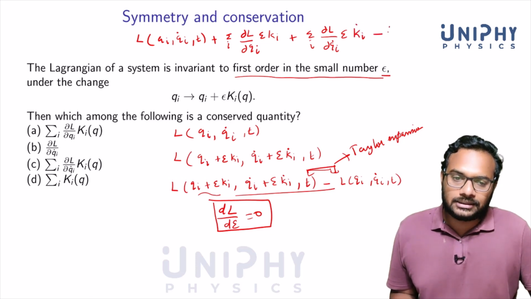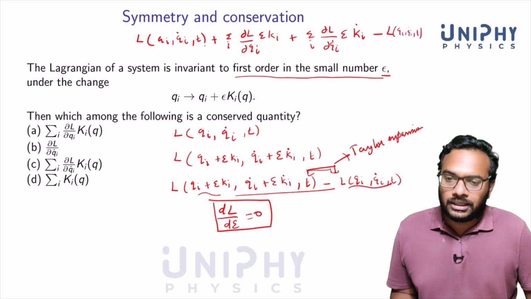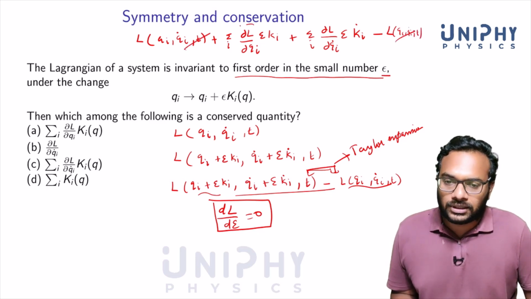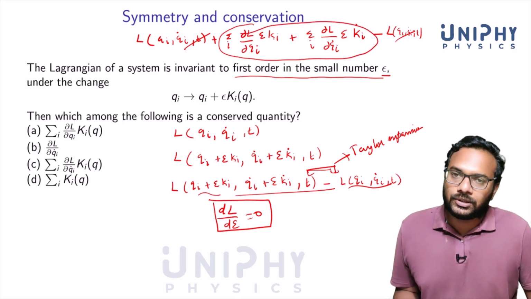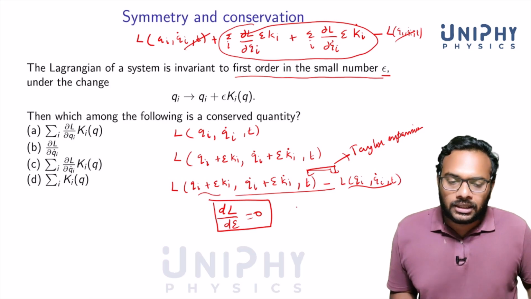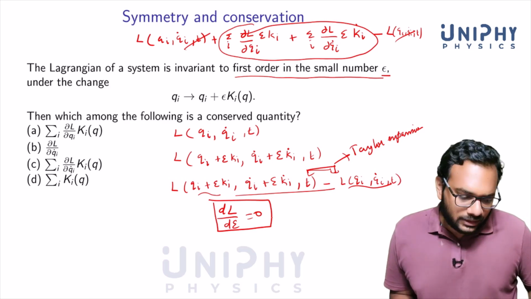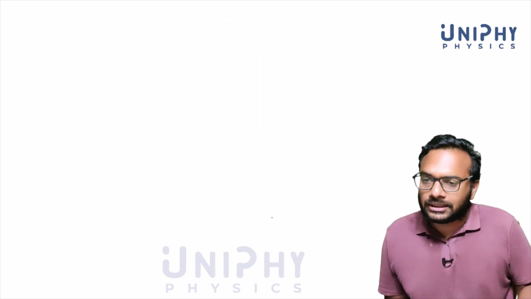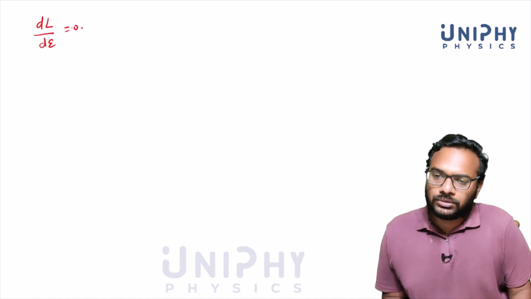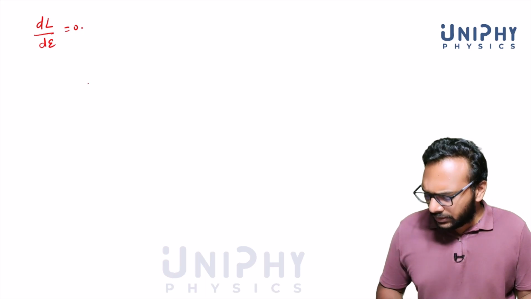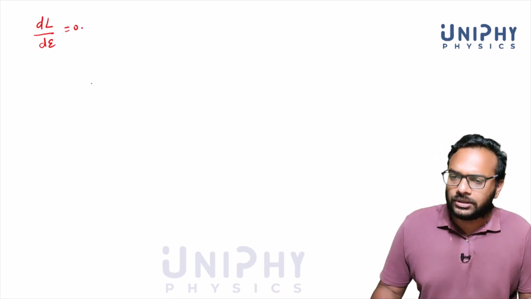Minus this term, we are retaining only the first order term in epsilon, minus L of qi, qi dot, t. Now this cancels, and this is the first order difference. Now we demand that this is equal to 0, and I just want you to know that it's equivalent to doing dL by d epsilon equal to 0. So when you make dL by d epsilon equal to 0, you try the other method.